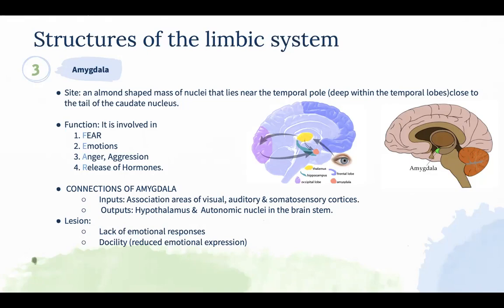طب إيش الconnections بالأميجدلا؟ It will receive information from the association areas of the visual and auditory and somatosensory cortices. راح ترسل information to the hypothalamus and autonomic nuclei in the brainstem. In case of a lesion in the amygdala, يا إما يحصل lack of emotional response أو يحصل reduced emotional response, which is called docility.